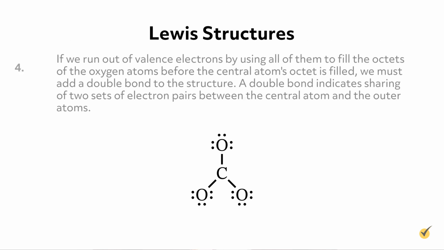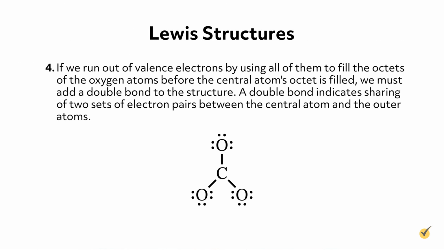Number 4, if we run out of valence electrons by using all of them to fill the octets of the oxygen atoms before the central atom's octet is filled, we must add a double bond to the structure. A double bond indicates sharing of 2 sets of electron pairs between the central atom, carbon in our example, and the outer atoms, oxygen in our example.